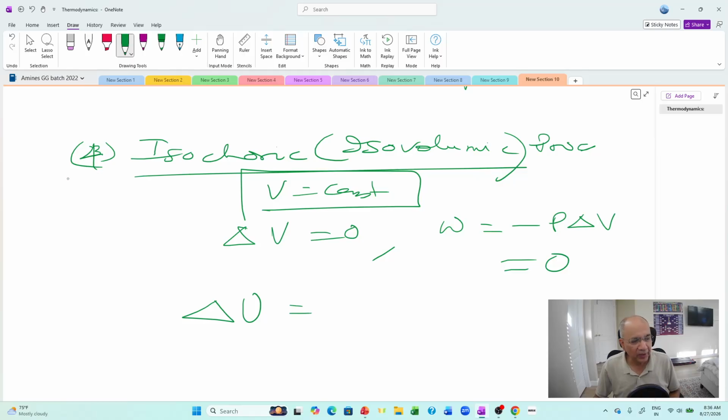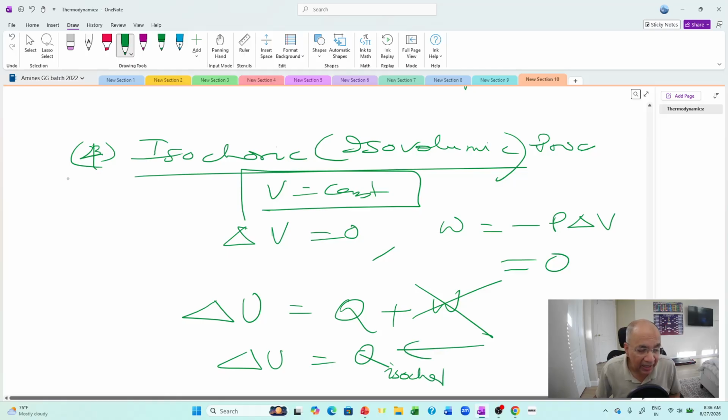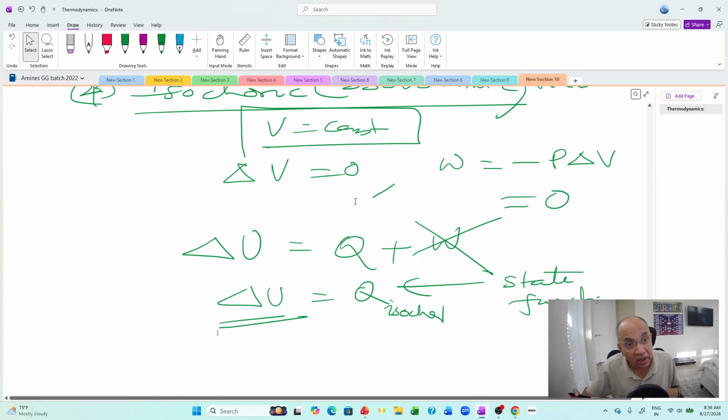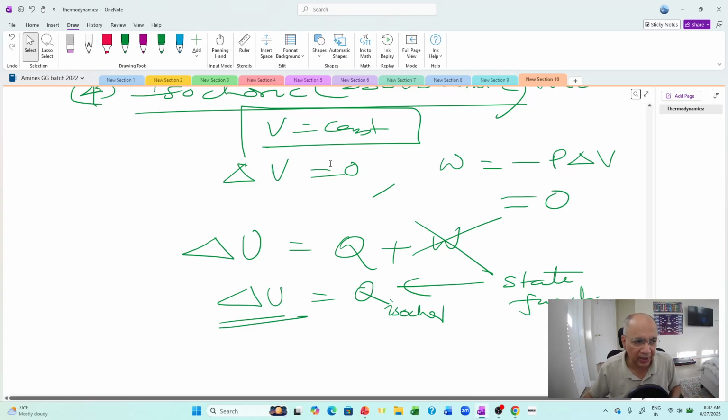Del U is equal to Q plus W, and W is 0. So simply del U is equal to Q. In this case, Q isochoric is a state function, a path independent function, because it is related to U, another state function. Therefore, under isochoric condition, heat exchange doesn't depend on path. Just like work done in adiabatic is path independent, heat transferred in an isochoric process is also path independent.